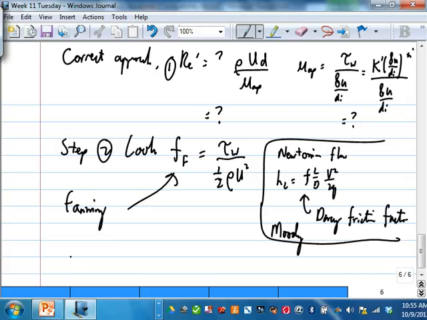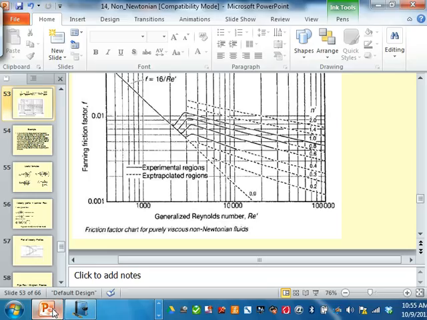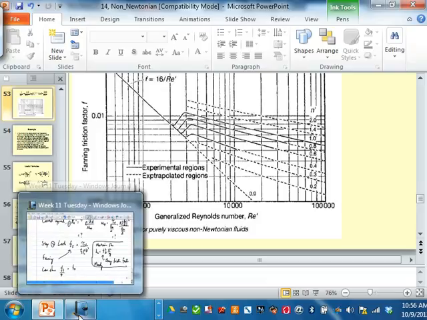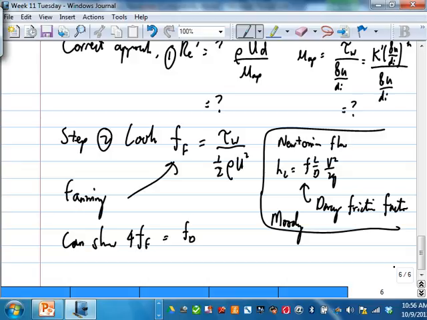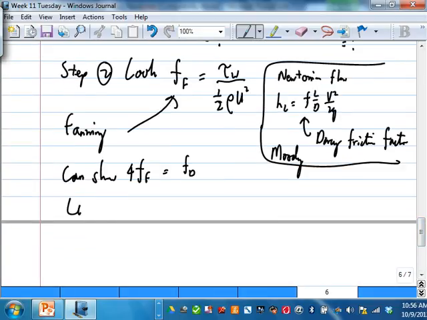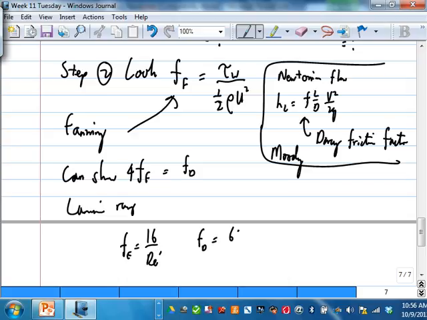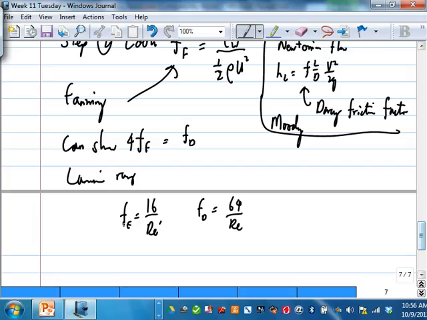And actually you can show. I think I won't show now because time is running out. I think F fanning is F Darcy over 4. That's why, if you see the laminar range here, F fanning is 16 over Re prime. F Darcy equals 64 over Re. So to be the same, 4 F fanning equals F Darcy. This is just to show the relationship.